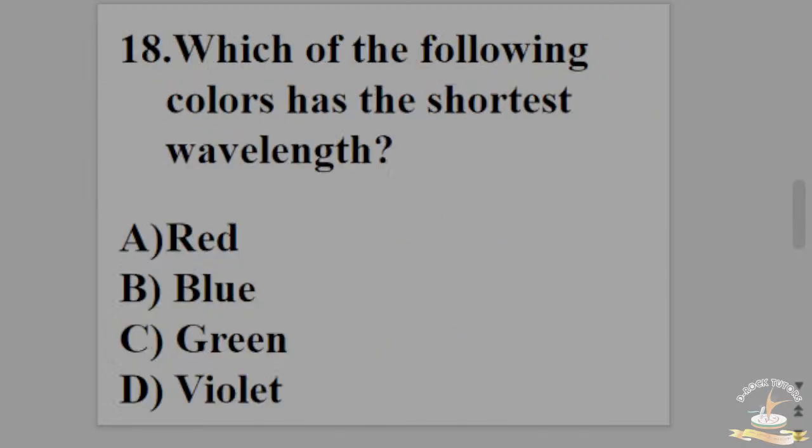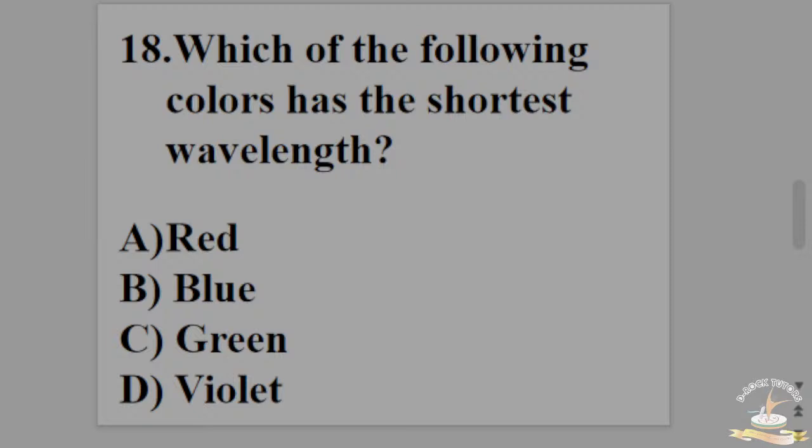Okay, which of the following colors has the shortest wavelength? Now we know we have different colors in the visible spectrum: the red, the orange, the yellow, the green, the blue, the indigo, and the violet. We know it is usually referred to as ROYGBIV, isn't it? Now the question is asking which of these colors that you are seeing on the board has the shortest wavelength. Now, red has the longest wavelength, while violet has the shortest wavelength.